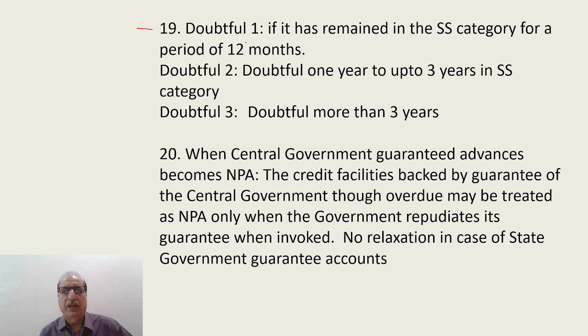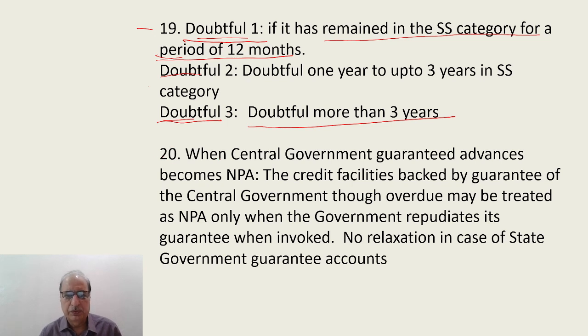Okay, so we are coming back again to doubtful assets, which are of three types. Number one, doubtful one. What is doubtful one? If it has remained in the substandard category for a period of up to 12 months, it will be called doubtful one. Now doubtful two is above 1 year and up to 3 years in the substandard category. And doubtful three is if it is more than 3 years. Three types of doubtful, 1 to 3. We'll be coming to the provisions also later.